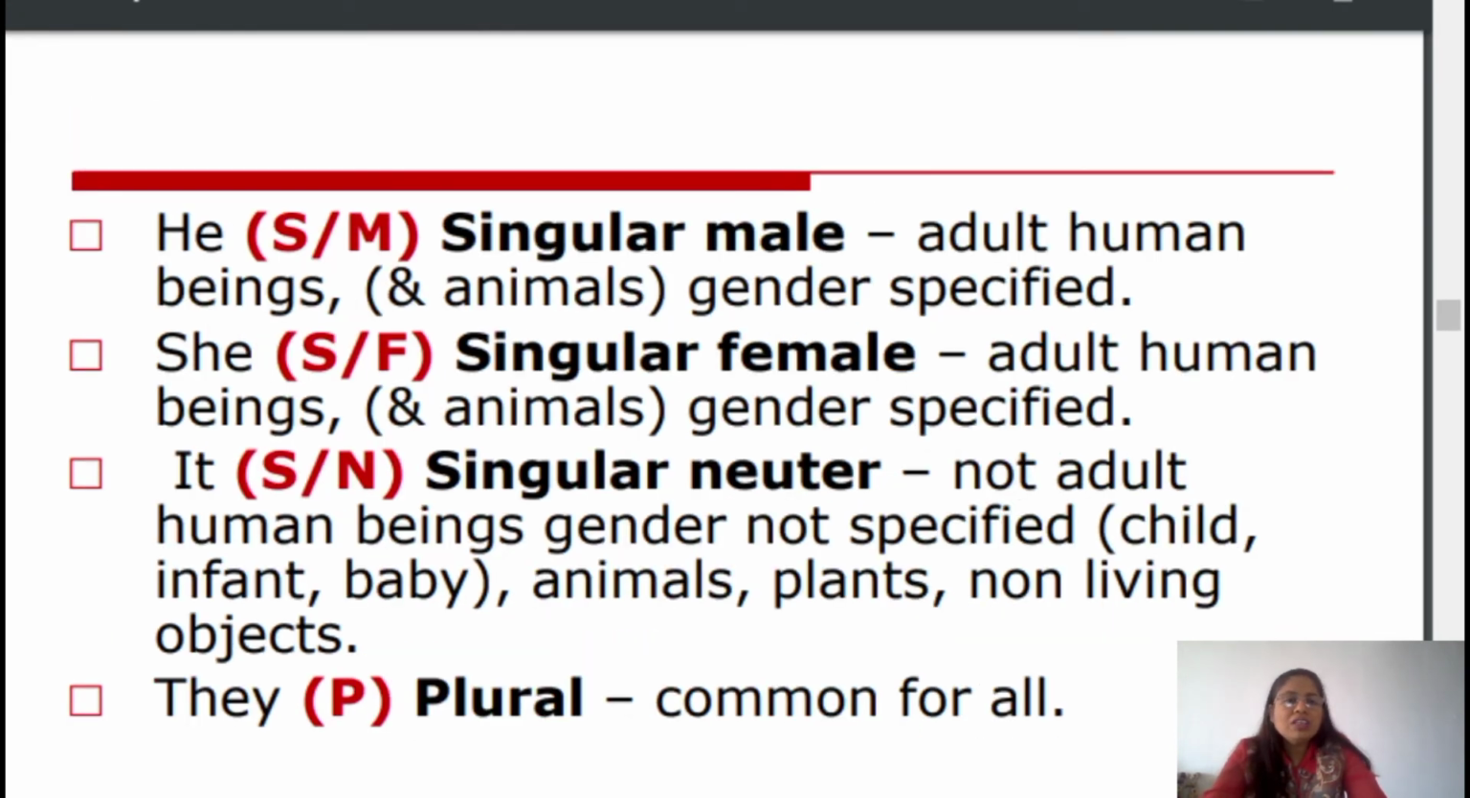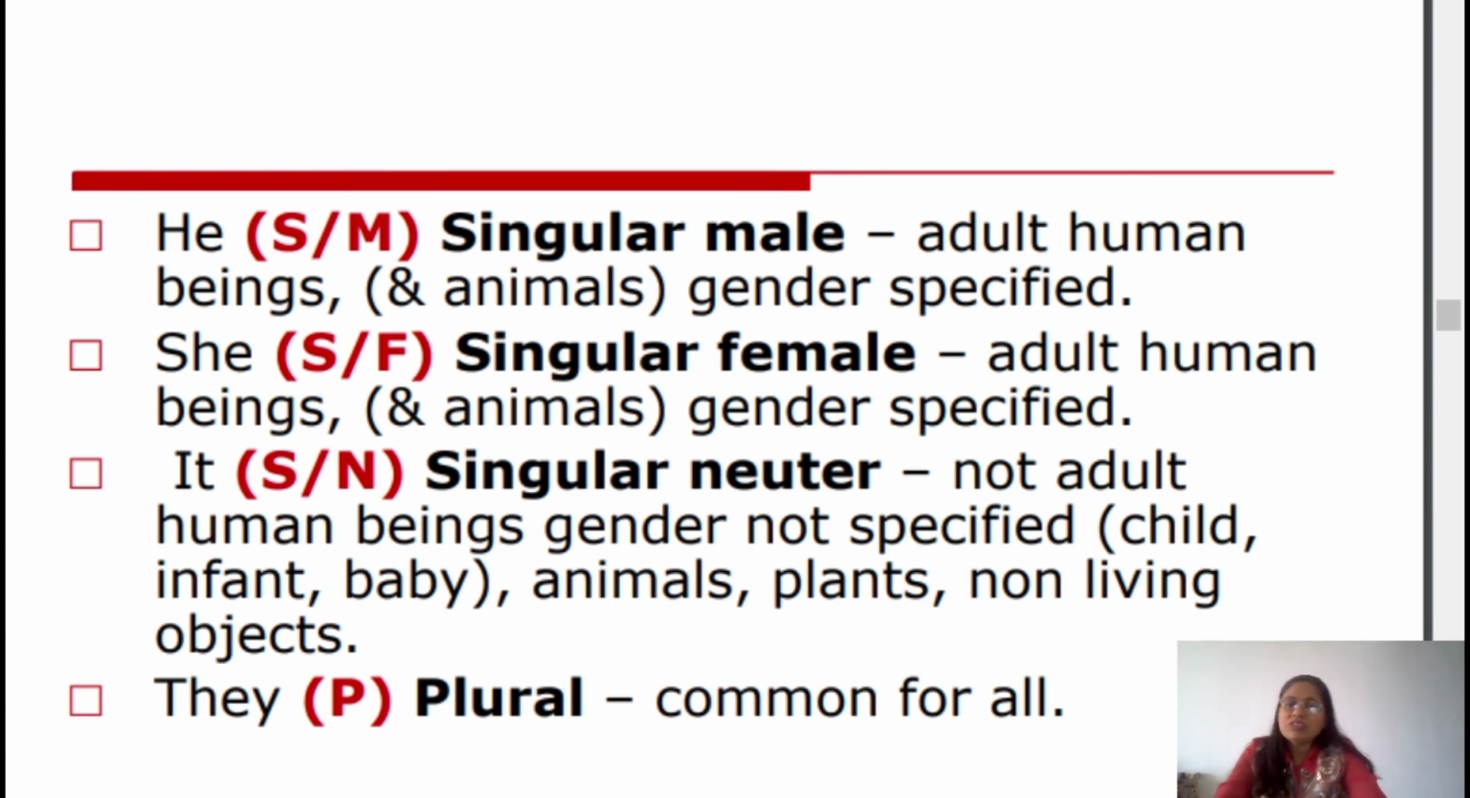We use he if the noun that the pronoun is replacing is an adult human being or an animal, gender specified. She is used for singular female adult human beings and animals, gender specified. Now this is an interesting one. We make use of it for singular neuter gender.